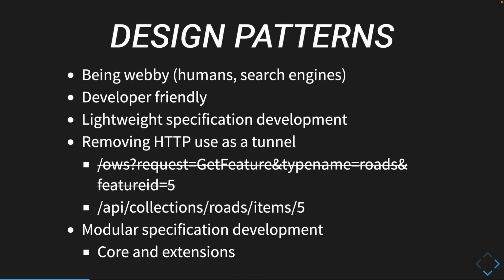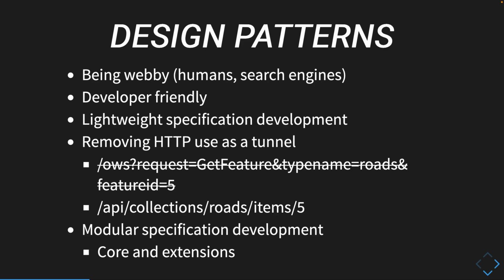Some of the design patterns behind the W3C Spatial Data on the Web Best Practices, and REST, JSON, Swagger, and OpenAPI for that matter. So again, being webby, developer friendly, very lightweight specifications compared to the past. So I mentioned the first generation of geospatial web services had really exhaustive specifications, which were trying to satisfy numerous use cases, which ended up being, I would say, very powerful specifications, but also very heavy to implement in their entirety.